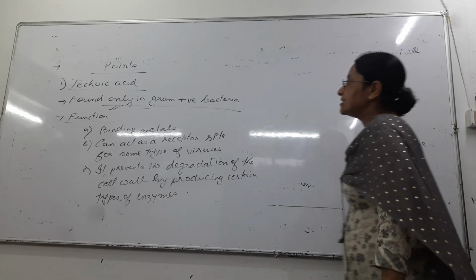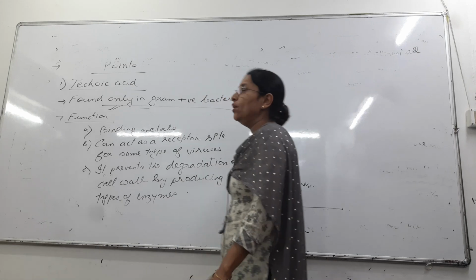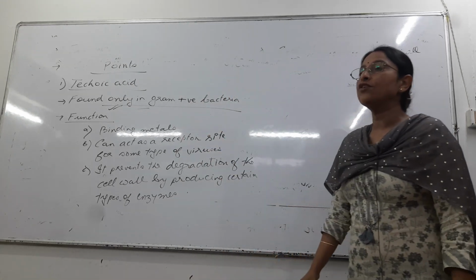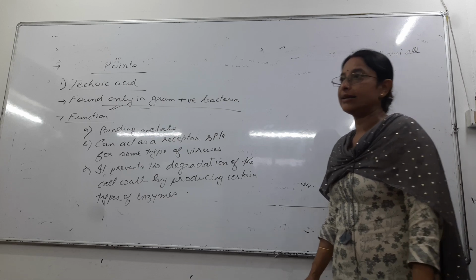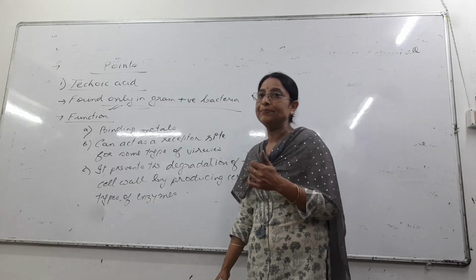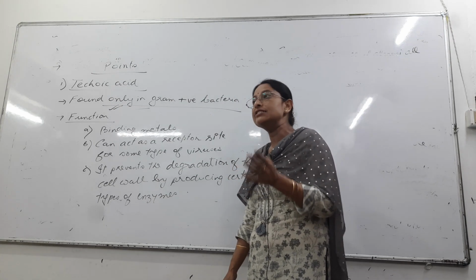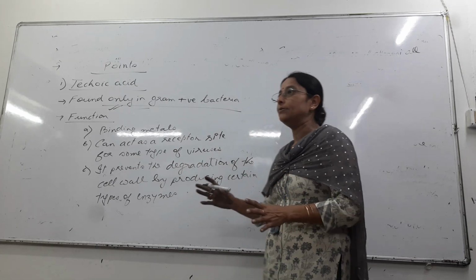I have written some information about teichoic acid, but from an MCQ point of view, maximum questions have been asked about the first point, right? Gram positive will have some unique characteristics, gram negative will have some unique characteristics. For example, a little while ago I wrote a point about pili. Presence of pili is a characteristic of gram negative. Presence of teichoic acid is a characteristic of gram positive. So we will have to study the differences, right?